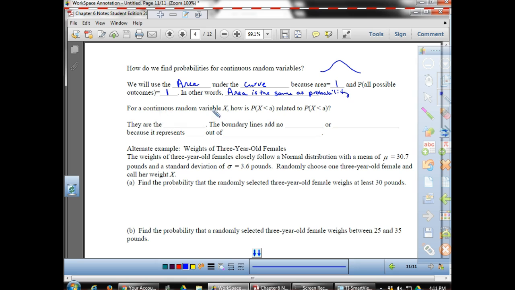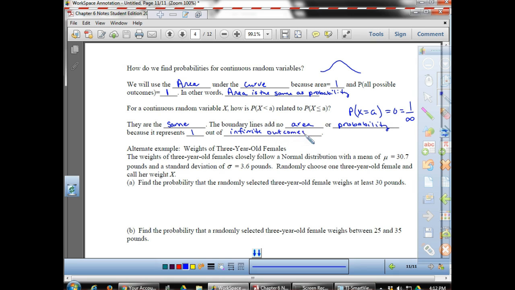Okay, for a continuous random variable, x, how is the probability of x being less than a related to the probability of x being less than or equal to a? Since there is no distinction, or you cannot have the probability of exactly a, they are the exact same thing. So they are the same. The boundary lines add no area or probability, because remember we said the probability for x to equal a would be 0, because it'd be 1 over an infinite number of outcomes. So the boundary lines add no area or probability because it represents 1 out of infinite outcomes.